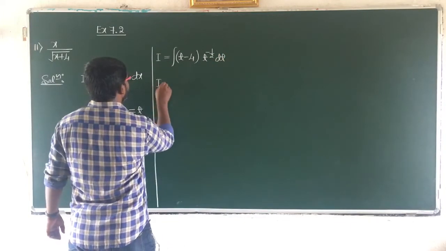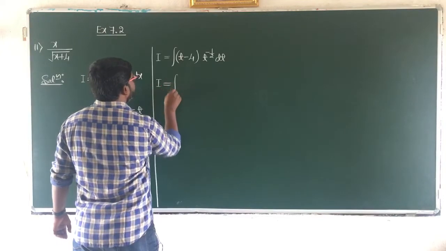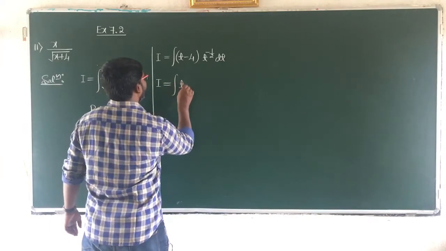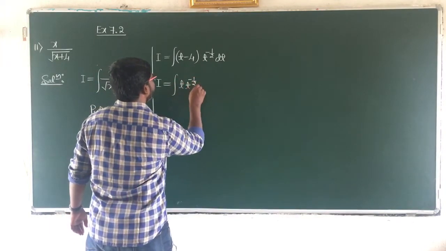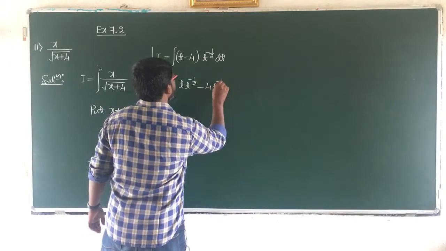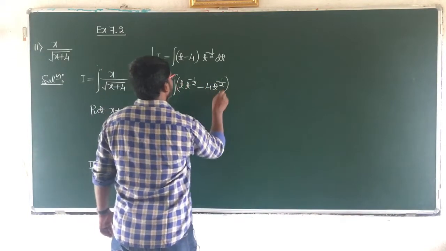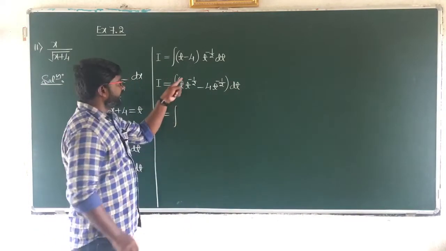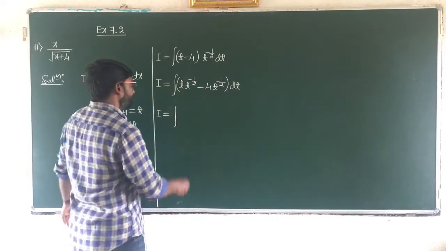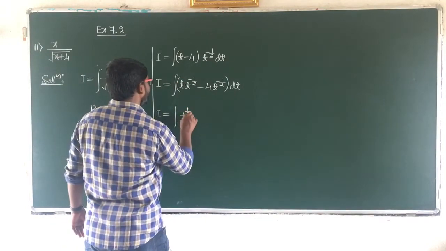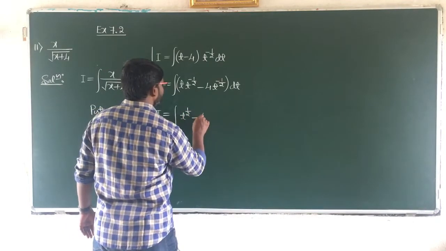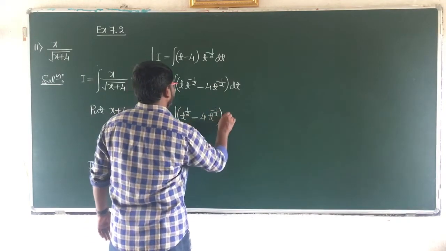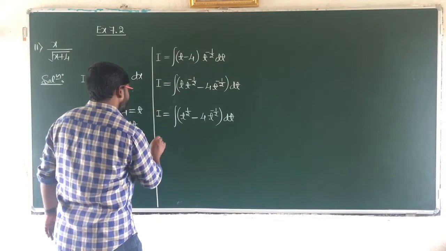So I is equal to the integral. So now multiply this with these two terms. So t into t raised to minus 1 by 2, then minus 4 into t raised to minus 1 by 2 dt, then I is equal to the integral. So here 1 minus 1 by 2 will be 1 by 2. So it is t raised to 1 by 2, then minus 4, this is retained as it is, t raised to minus 1 by 2 dt.